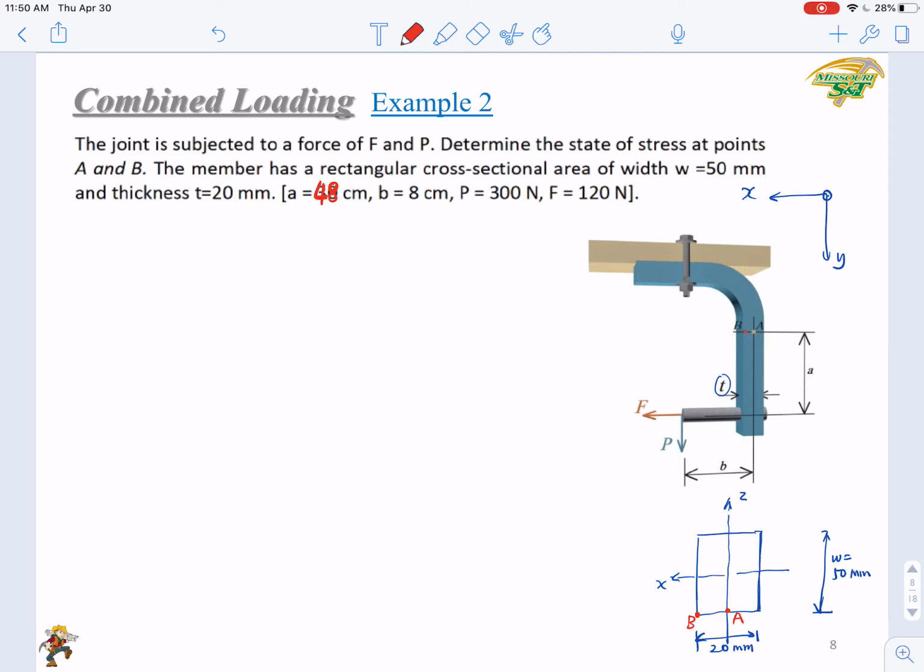Let's look at this. This is the combined loading, and so we have two forces F and P. The F is here and the P is here. Our first step will be what the steps said. The first step is moving the forces to the cut section. We will just analyze the internal forces at the cut section. So this is our first step. We'll analyze internal forces.